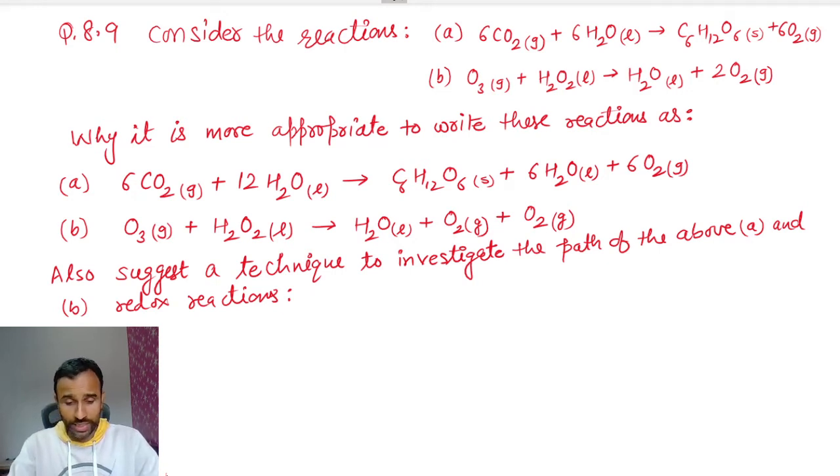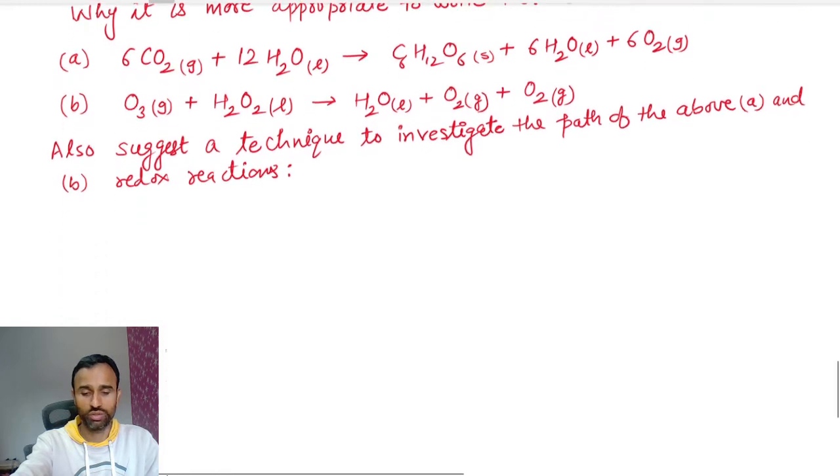It is written, why is it more appropriate to write these reactions as overall reactions, written as 6CO2 gas plus 12H2O liquid? Instead of 6H2O, it is written 12H2O liquid on the reactant side and 6H2O liquid on the product side. So why is it so? First, let us write the answer to this question, why it is more appropriate to write like this.